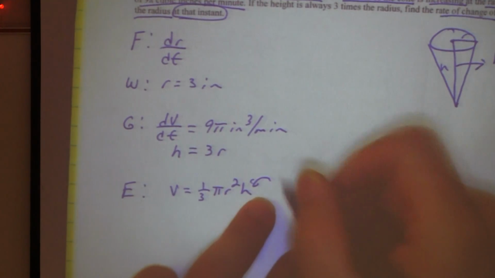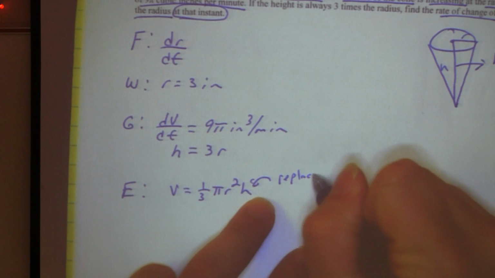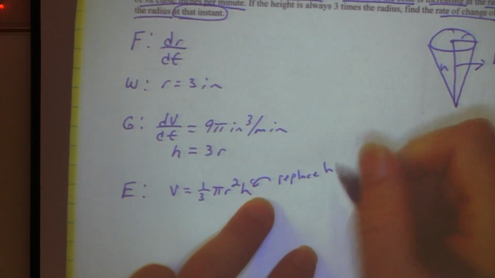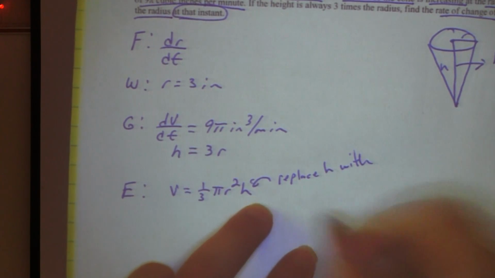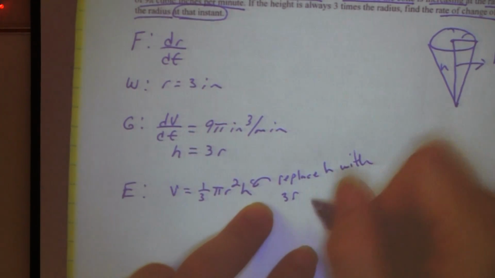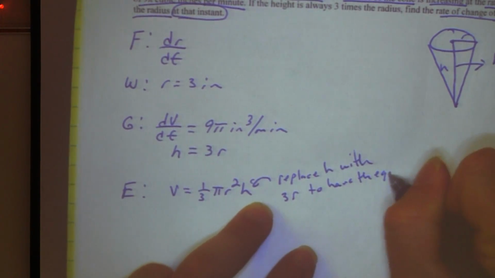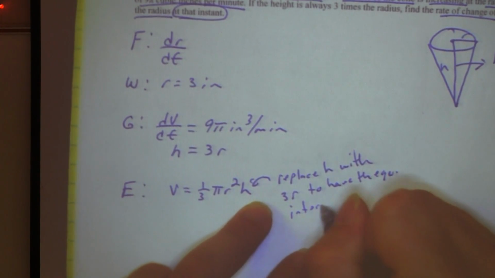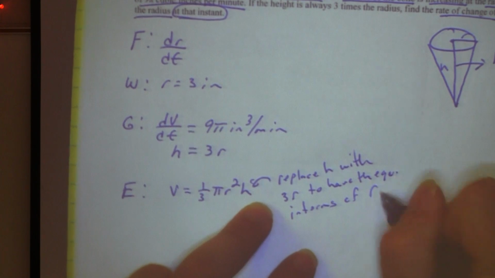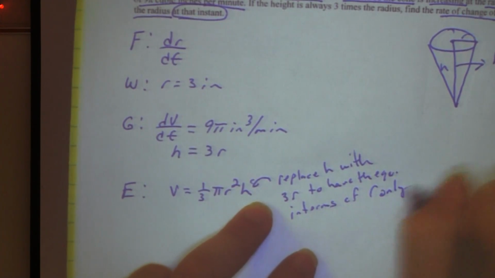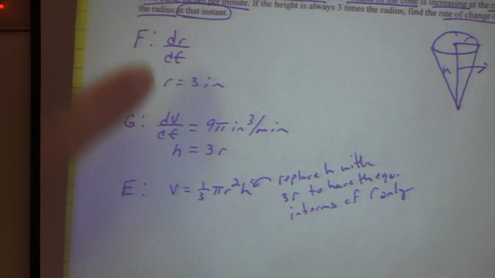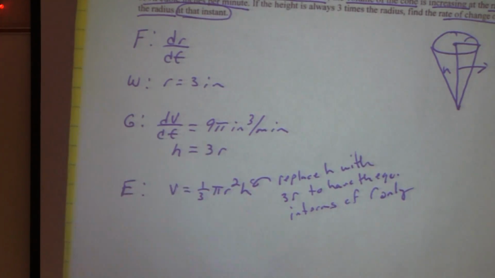All right, so here what we want to do is replace h, right? With what? With 3r to have the equation in terms of r only. Because that's what I want to find, r, and that's what I'm given, so I want to work with that. Okay, and that's where the other two problems are a little bit different.